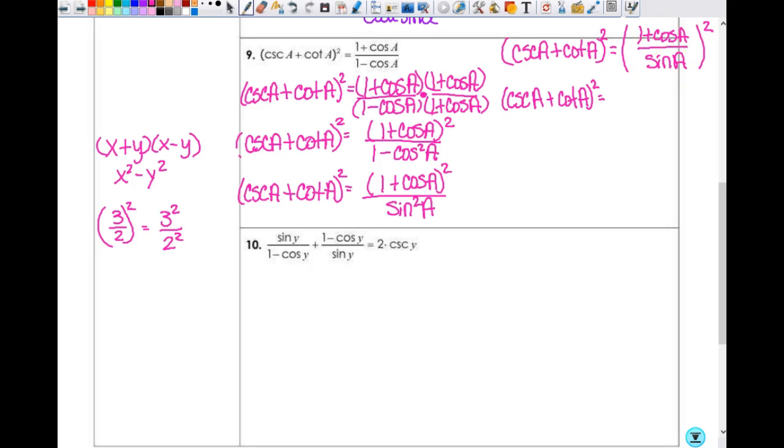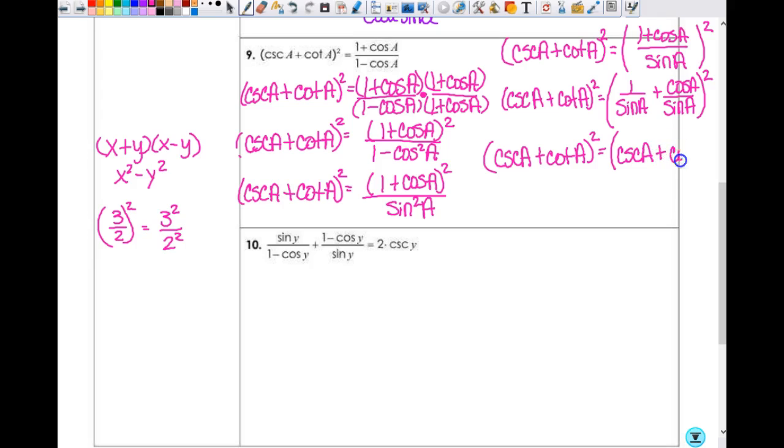But I can split the fraction, right? So I still have these big parentheses, and this will give me 1 over sine A plus cosine A over sine A quantity squared. Okay, so that's totally legal. You only split it when you have more than one term in the numerator, not when it's in the denominator. Be careful with that. Rewrite the left-hand side. So what is 1 over sine A? Cosecant. And cosine over sine is cotangent.